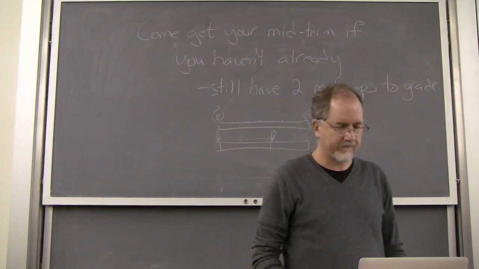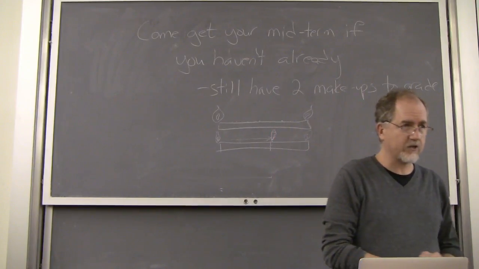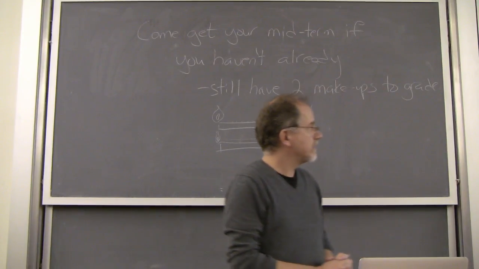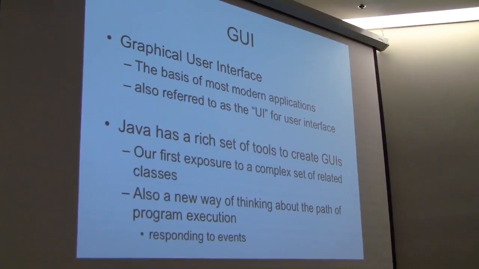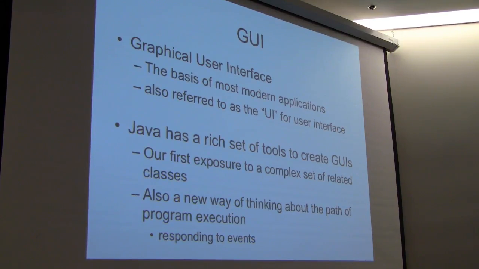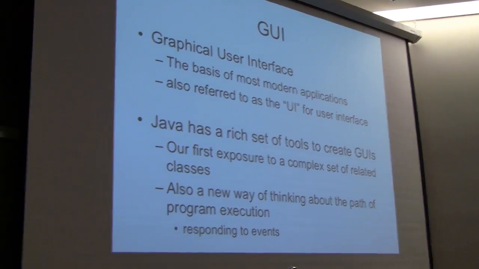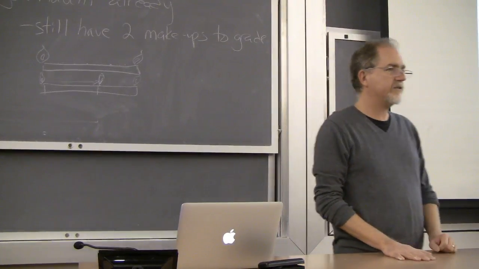Okay, I want to talk about GUIs for the next couple lectures. That wasn't really a start of a converse with your neighbor comment. So graphical user interfaces we refer to as GUIs. Sometimes we just call them UIs for user interfaces. Hello, would you guys please stop talking? Thank you. So Java has a rich set of tools to create GUIs.